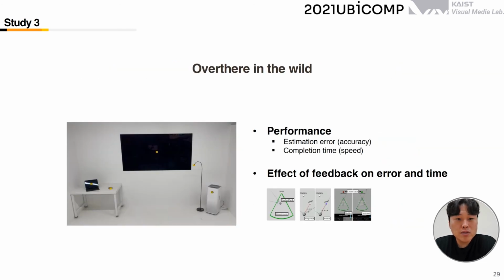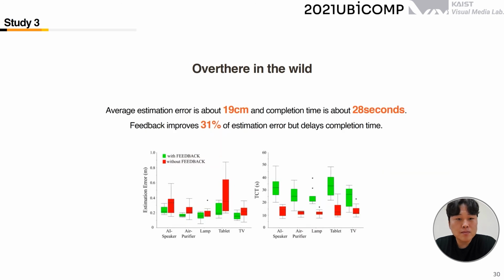Study 3 was carried out to investigate the performance of Overthere and the effect of feedback on error and time. The average estimation error was about 19 centimeters and completion time for each device was about 28 seconds. The feedback improves the accuracy of estimation, but it makes the completion time longer.